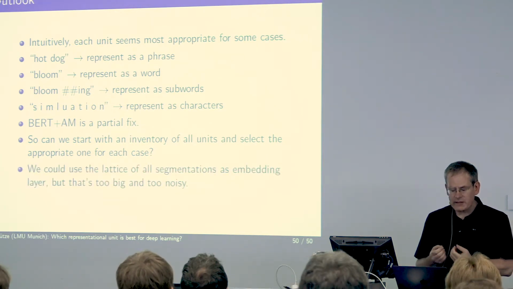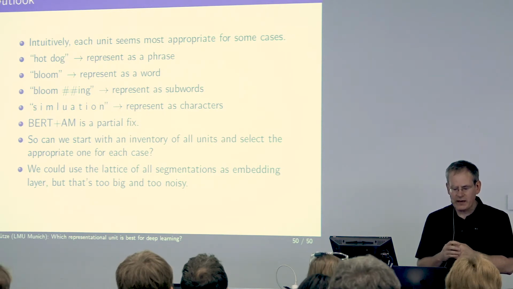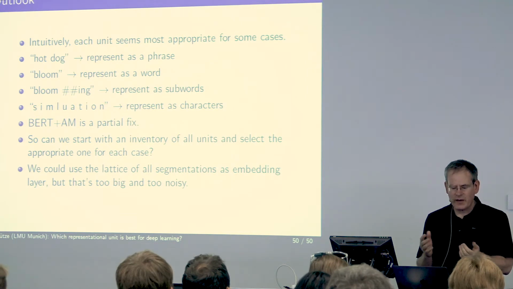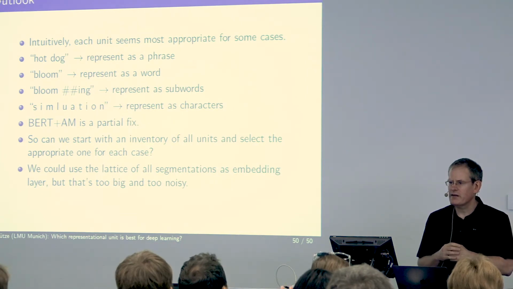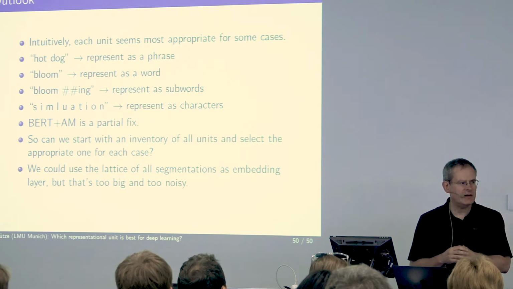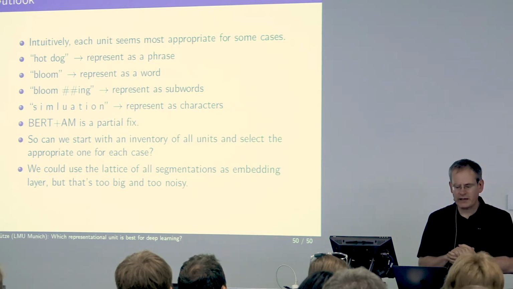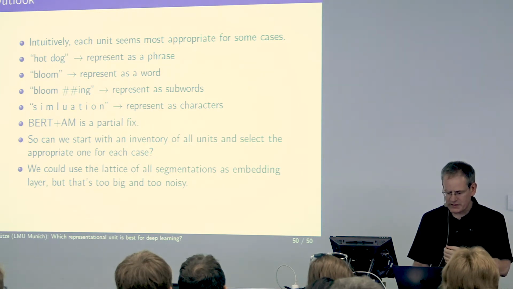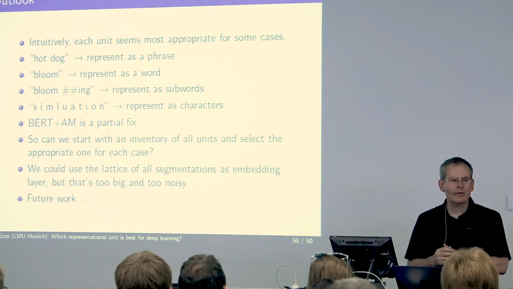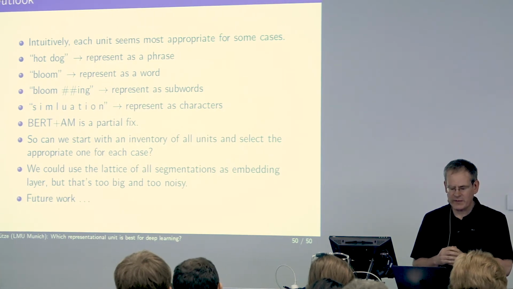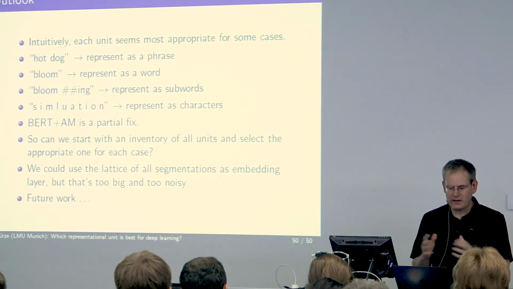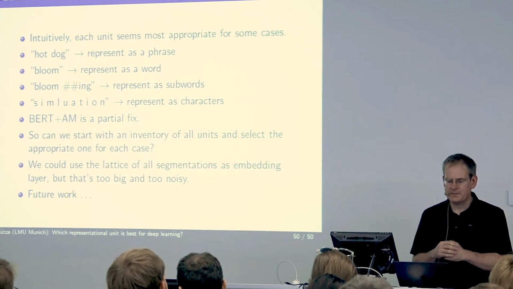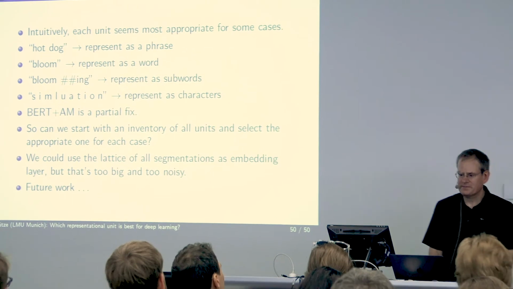We could use the lattice of all segmentations as embedding layer, and that would be a clean and nice solution, but I think that's too big and too noisy, and I don't see how you can train that end-to-end in a deep learning architecture. But if somebody has ideas on that, then I would be very interested. So that's future work, to come up with a formalism that can use a mix of different representational units. And that's the end of my talk.